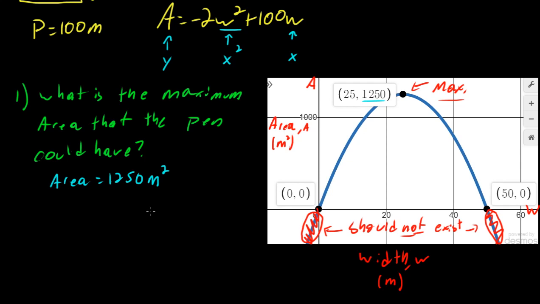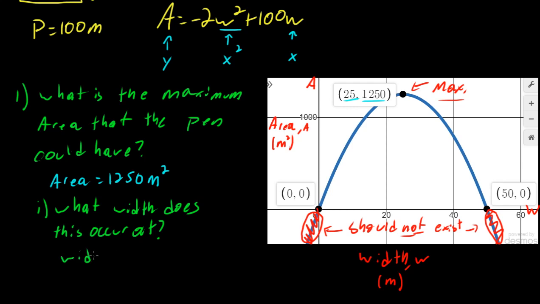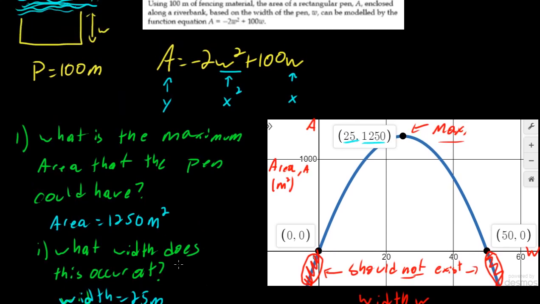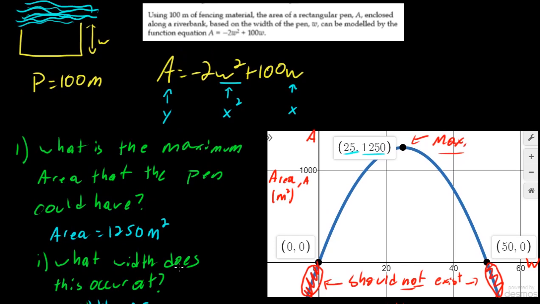So that's our area. Of course, the follow-up question is, what width does this occur at? And we would just have to read the x coordinate here, so 25. So this would be width. I guess I'll do that in blue. Width equals 25 meters, right? So just reading your graph. So just some interesting questions that we can ask for that.